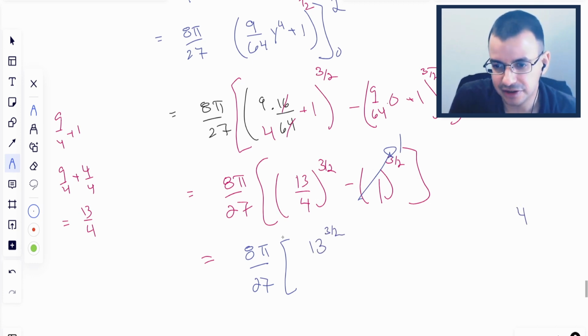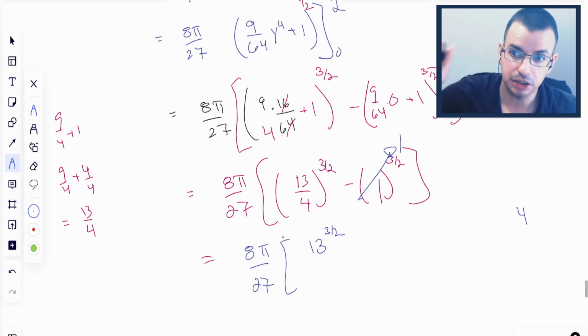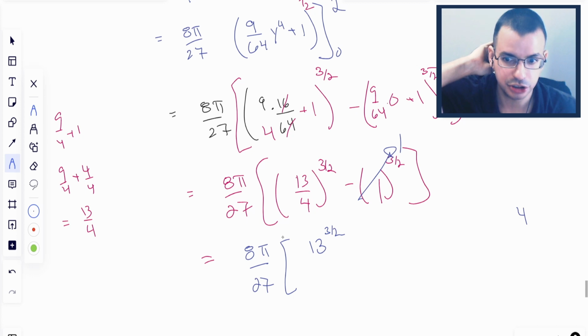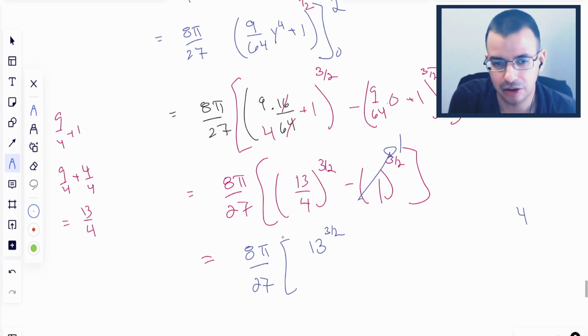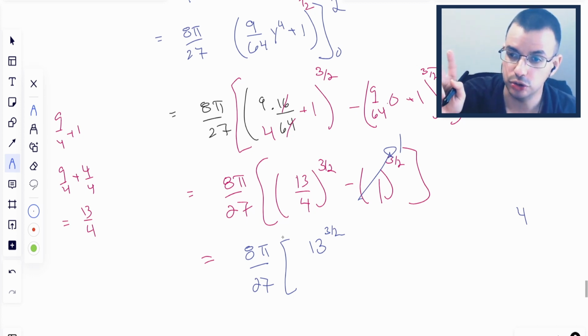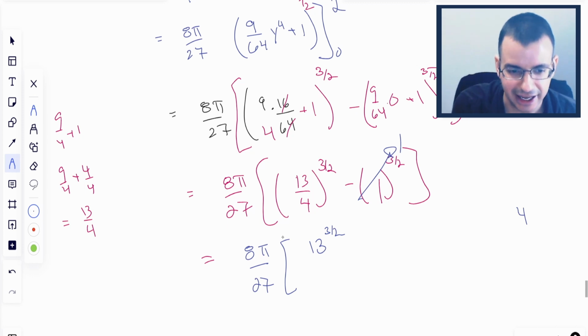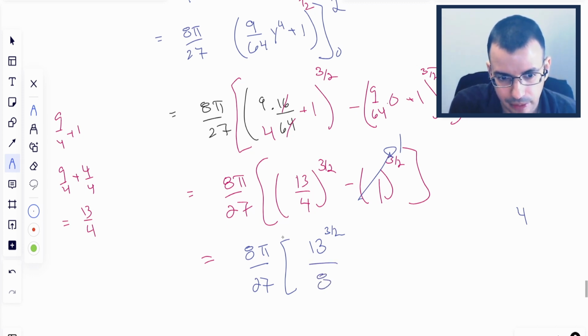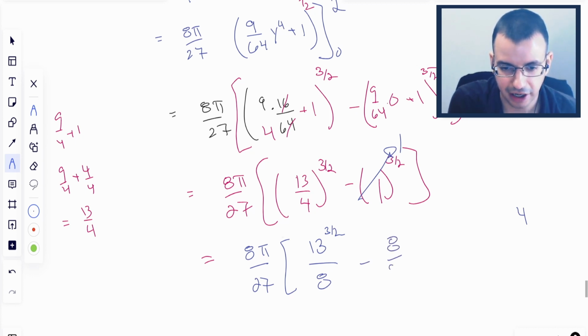4 to the 3/2 is going to be 8, because that's the same as either 4 cubed, which is 64, square rooted, which is 8, or it's 4 square rooted, which is 2. 2 cubed is then 8. So 8 minus 1, which is going to be 8 over 8.